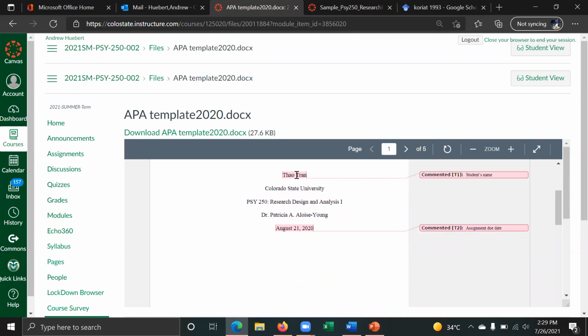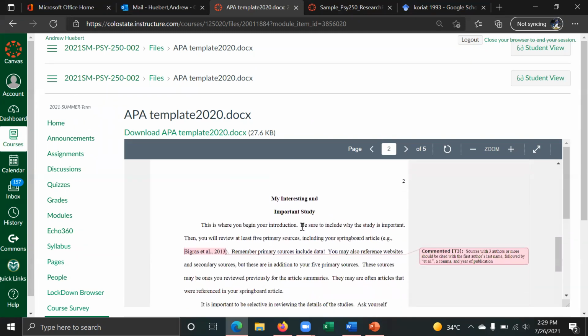Here's the student name. You could actually have a middle initial. Well, actually, middle initial is optional, so it's up to you. You don't have to have it. Institutional affiliation, Colorado State University. You could say Department of Psychology, but it's not required. Course. Here would be my name, of course, and then the due date.